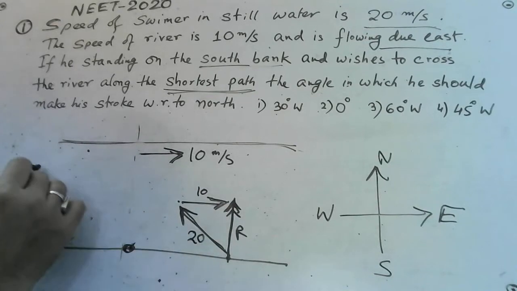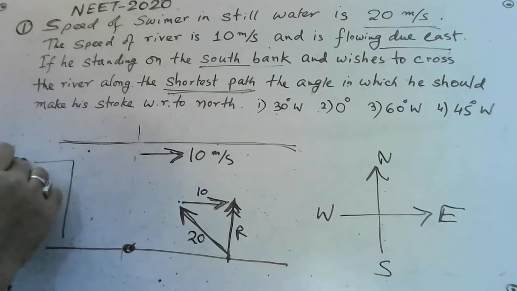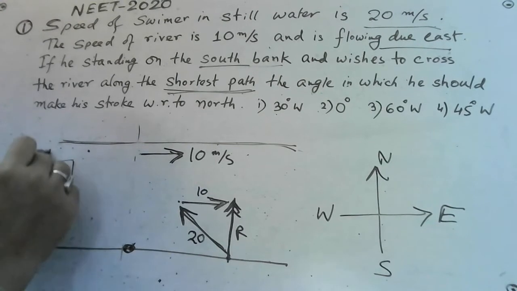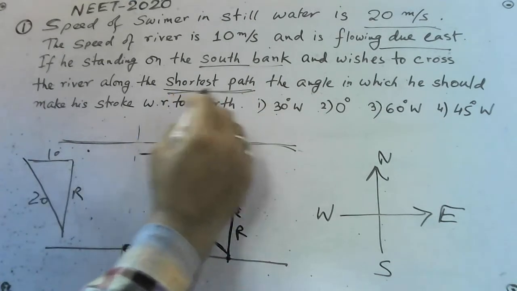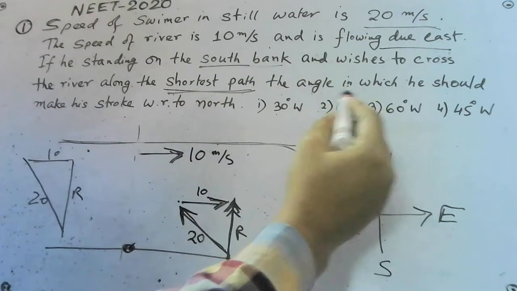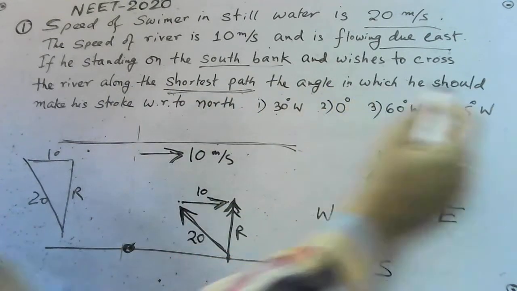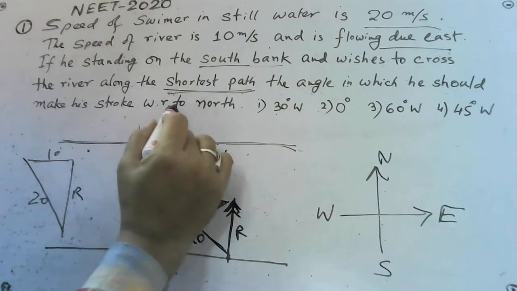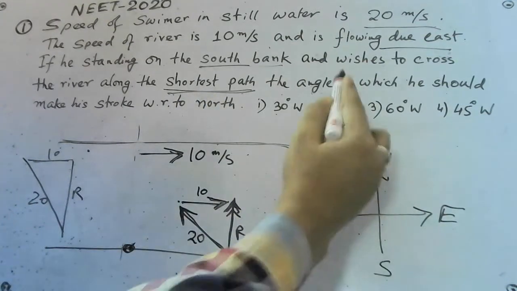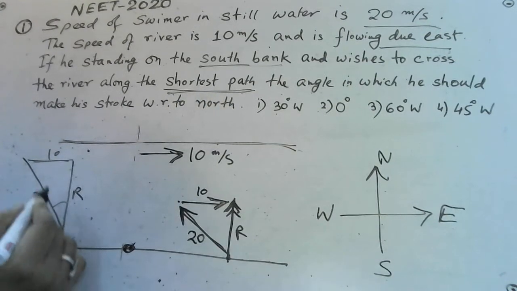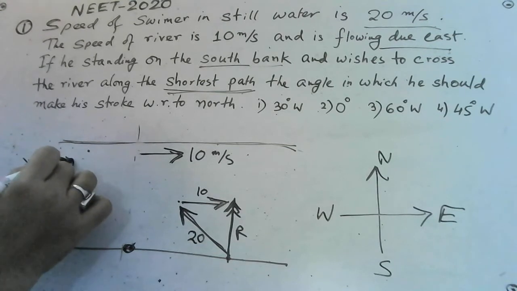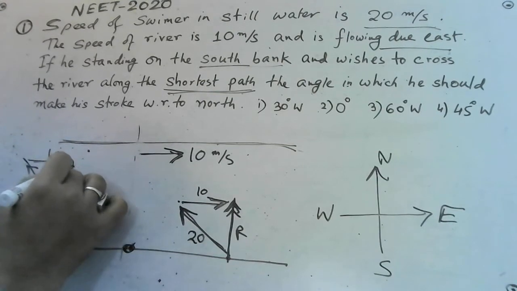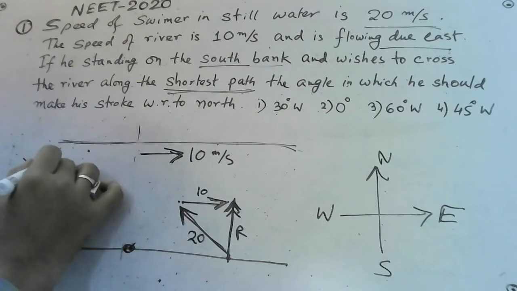So now it becomes simple trigonometry. If this is 20, this is 10, this is the resultant. The question is: the angle at which he should make his stroke with respect to north. With respect to north, how much angle should he make when he swims? He will swim in this direction and the river will push him in this direction, so his resultant will be in this direction. Okay, so I'll just solve this triangle.